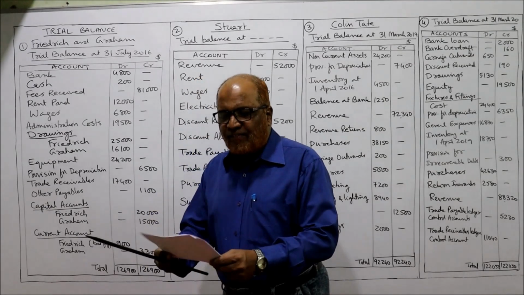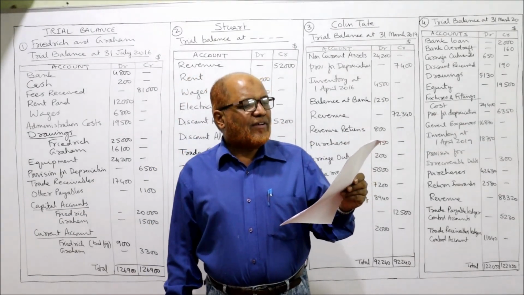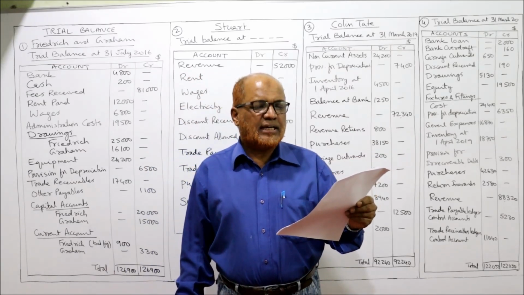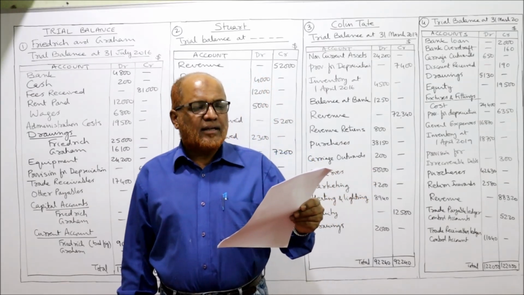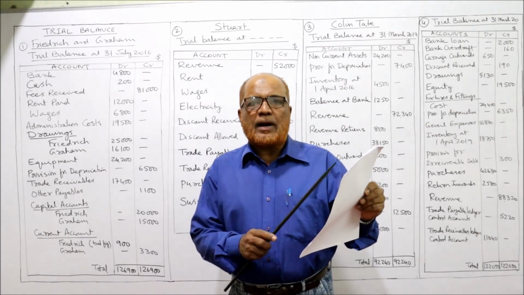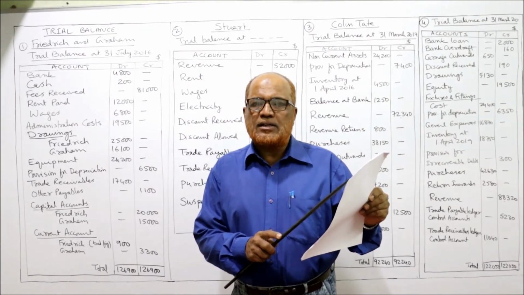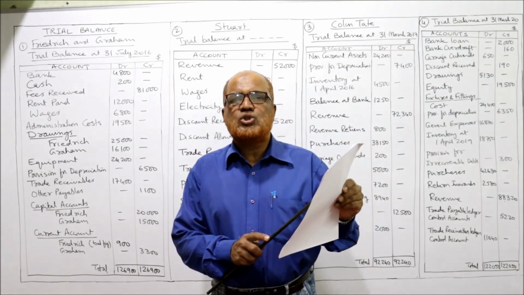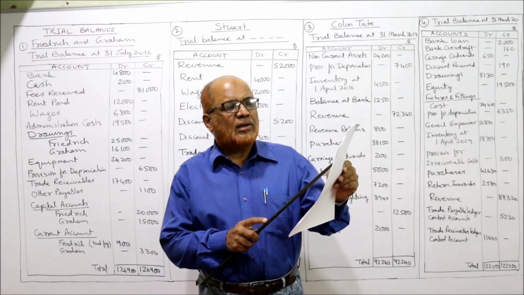Now I'll start the first problem on trial balance. See the very first problem. Friedrich and Graham were in partnership as accountants with the year ended 31st July. On 31st July 2016, the balances in the books of accounts were as follows. Here two partners are there, Friedrich and Graham. These two partners are running a partnership business. At the end of the year, 31st July 2016, the balances of the ledger accounts are given.